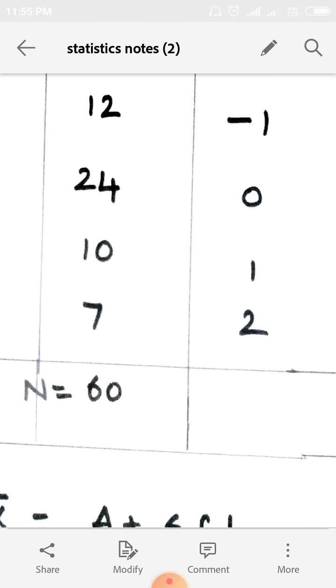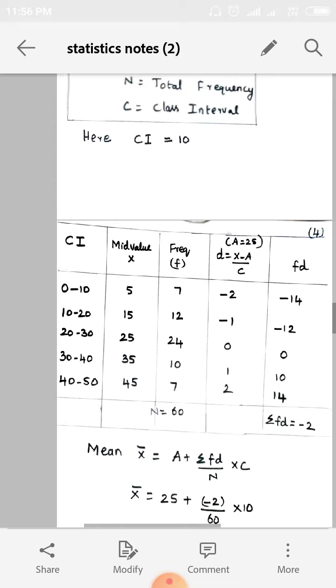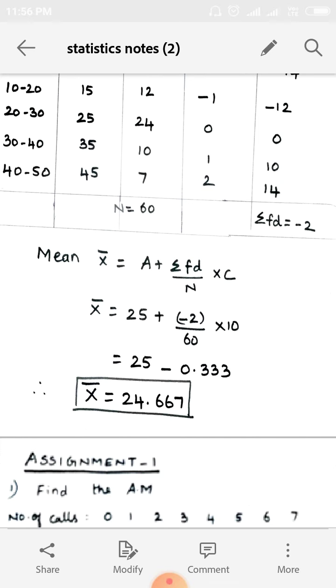what's the value for C? C value is 10. That is the class interval. So substitute the values. A is equal to 25, summation FD is equal to minus 2, capital N is equal to 60, into 10. After solving this, that is 25 minus 2 by 60 into 10, we get 0.333. So subtracting the terms, we get X bar is equal to 24.667.